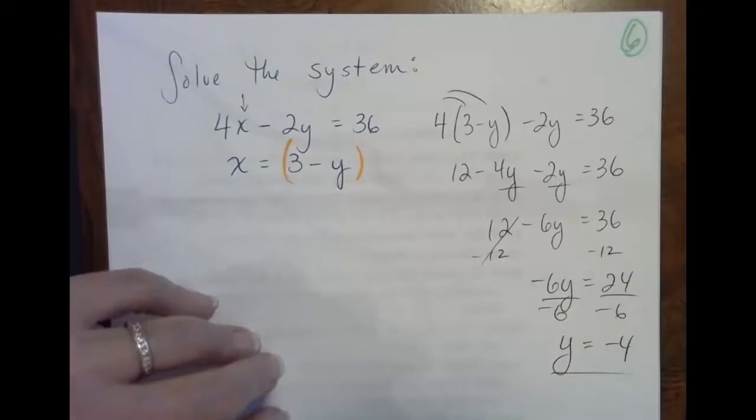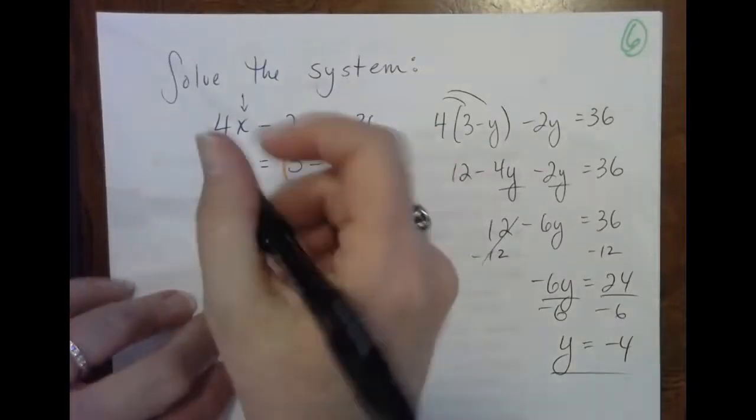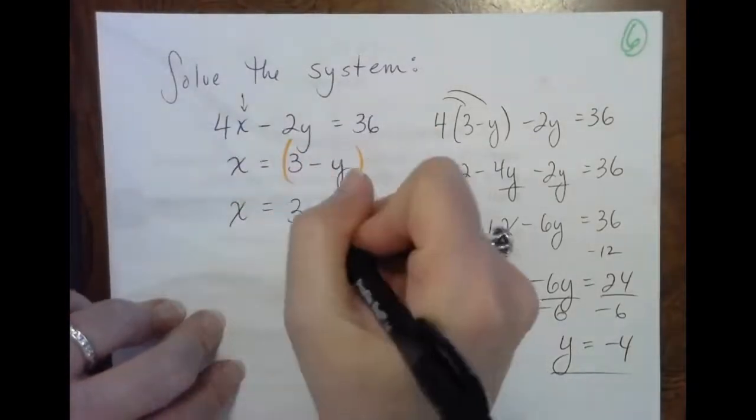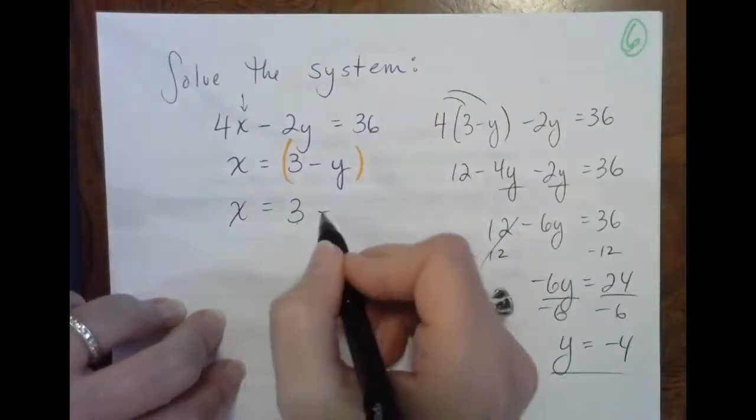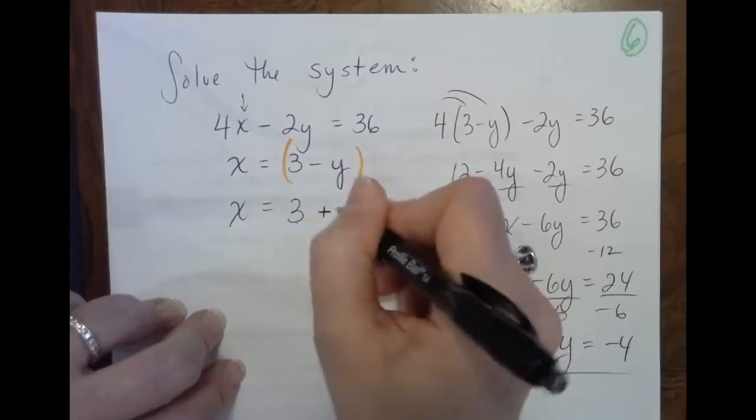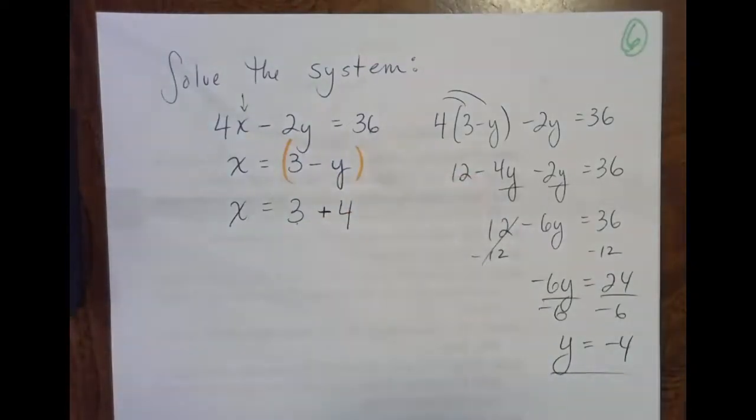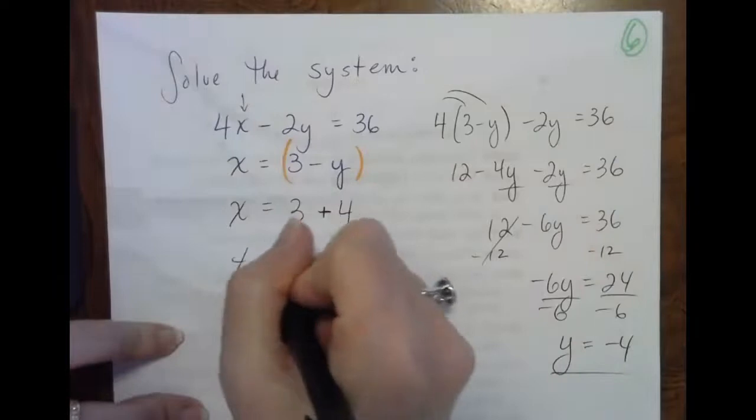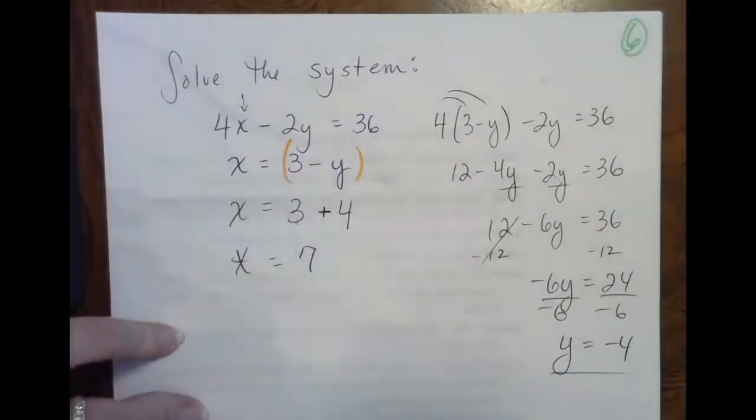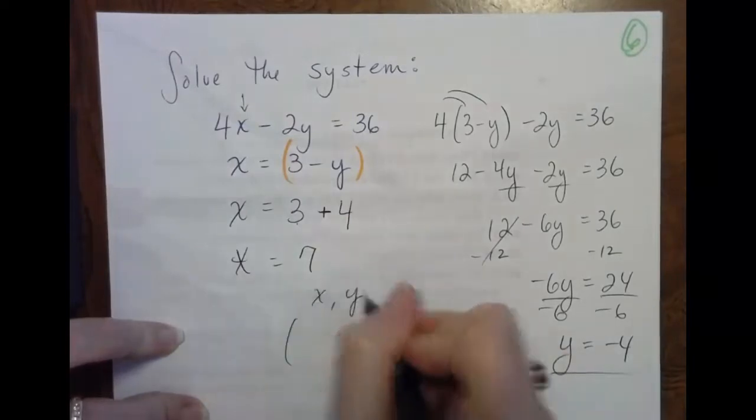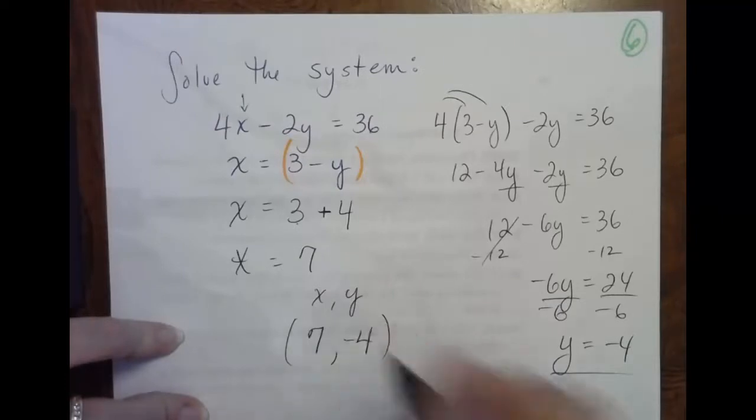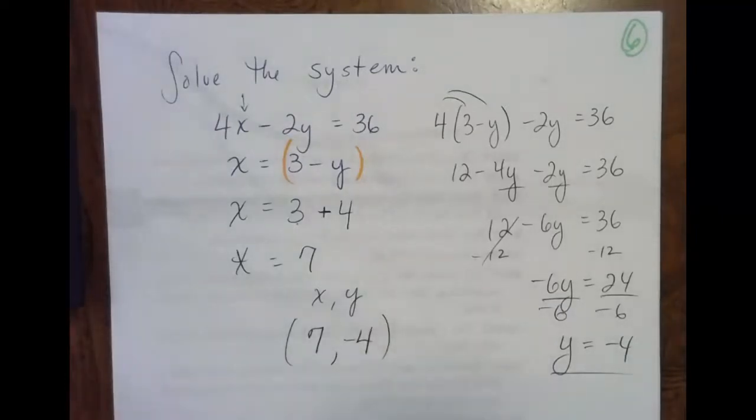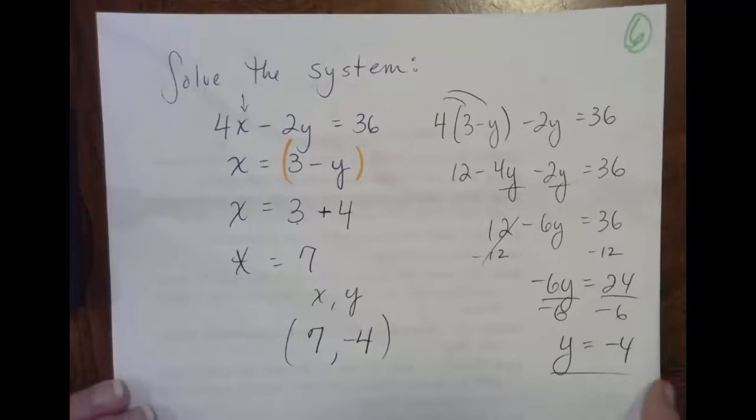Am I done? No. Still need to know x. X is 3 minus y. Y is negative 4. 3 minus negative 4. Go ahead and change that minus a negative to plus a positive. X equals 7. So I want to see your answers in the form of a coordinate, x comma y. That is (7, -4). That's the solution to the system. That's number 6.